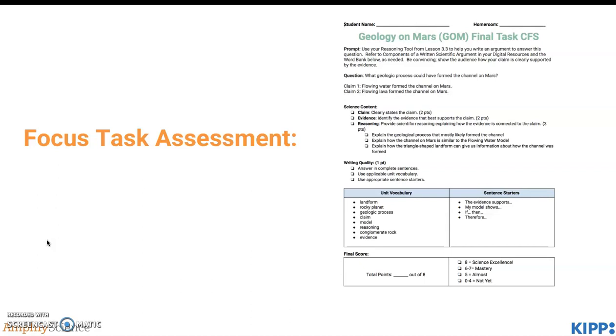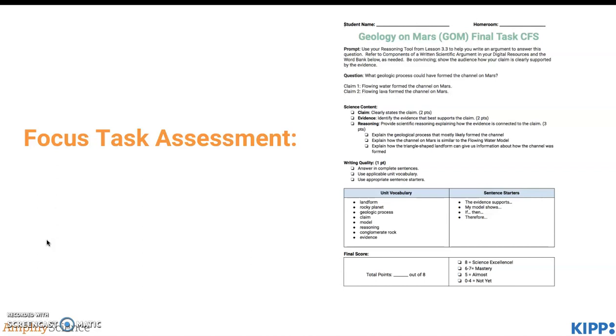For the focus test, students will complete their answer to one of the claims, answering the question, what geologic process could have formed the channel on Mars? Claim 1, flowing water formed the channel on Mars. Claim 2, flowing lava formed the channel on Mars. They should clearly state their claim, identify the best evidence, and provide reasoning which answers the following statements.